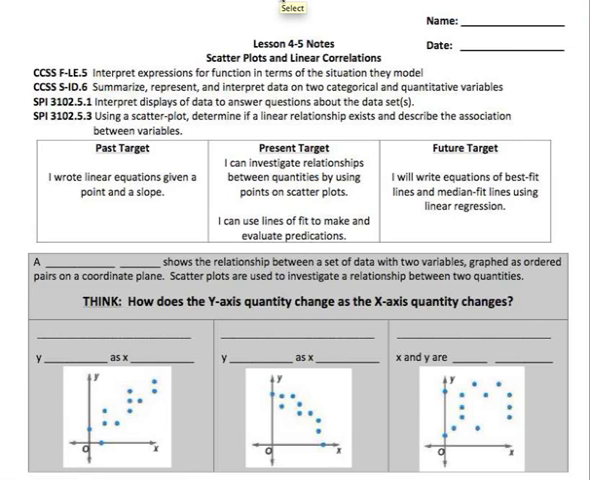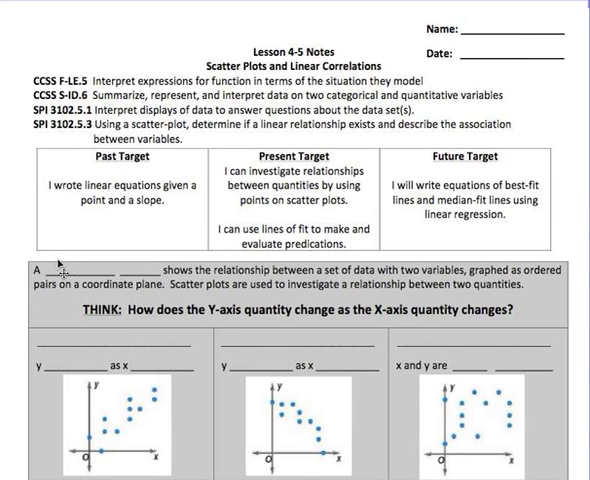So if you look at the box right below here, it says a blank shows the relationship between a set of data with two variables graphed as ordered pairs on a coordinate plane. Scatterplots are used to investigate a relationship between two quantities. That should have told you what we put into that blank. So it is a scatterplot.